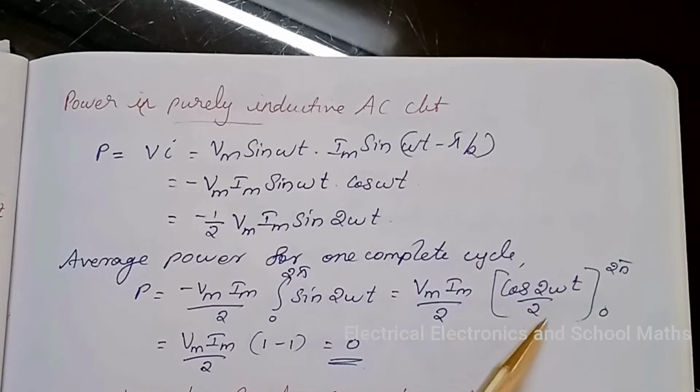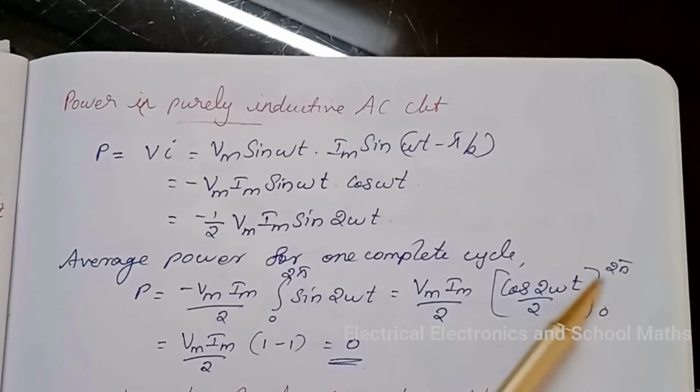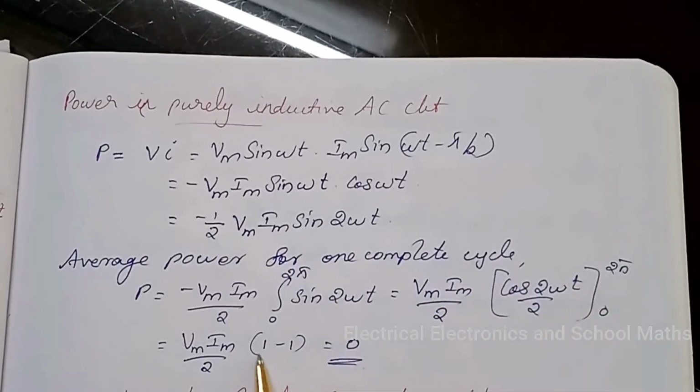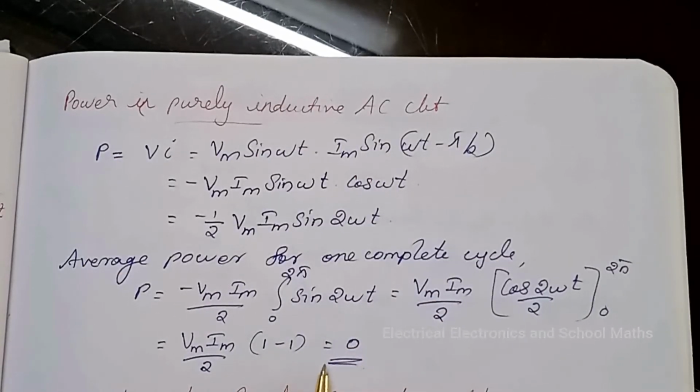Minus cos 2 omega t by 2. And after putting these limit values, we get 0. Hence, the total power consumed by a purely inductive circuit is 0. Or we can say the average power in a pure inductive AC circuit is 0.